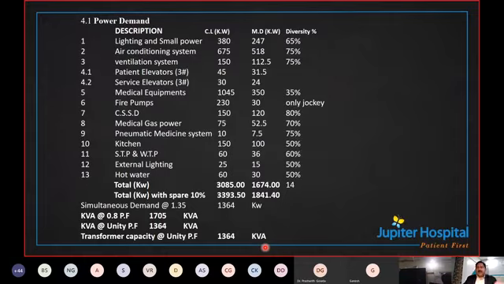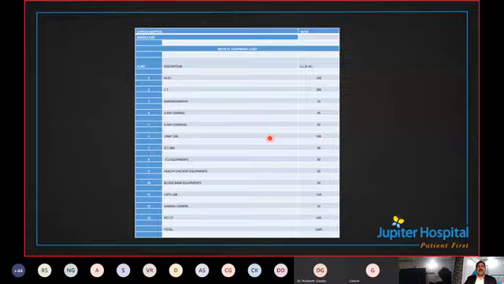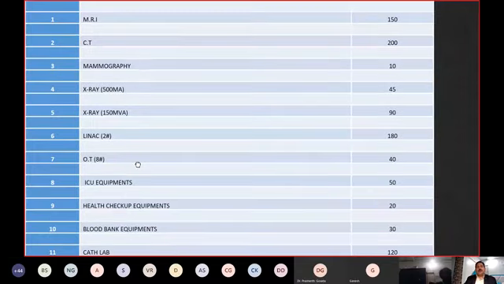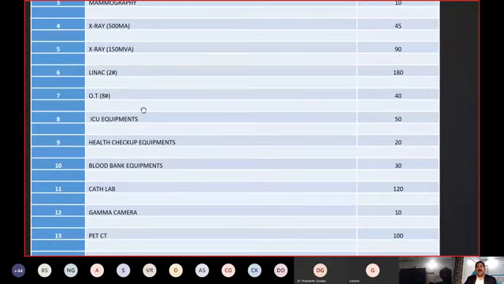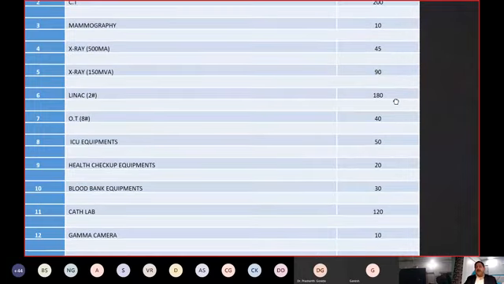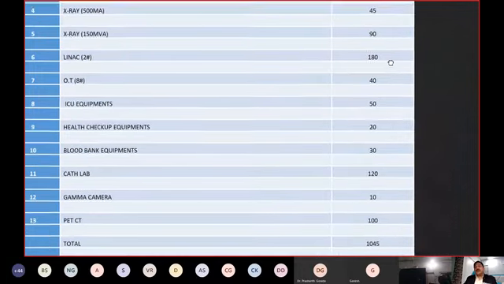Now, as we said, there are three components. One is the medical equipment load. If you see here, medical equipment load, I will try to zoom it so that you will get an idea. Now, what we have done: these are all the equipments that are going to come in your hospital. So we have jotted down all these equipments. This is the load which is given by all the vendors who are going to supply you MRI, CT, mammography, all the equipment; they will give the connected load. But don't get panicked because this load itself is coming to somewhere around 1045.